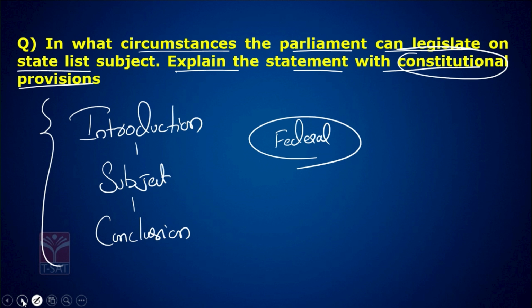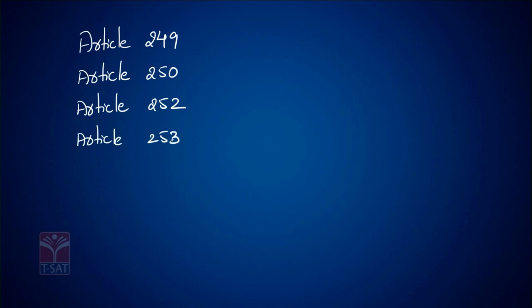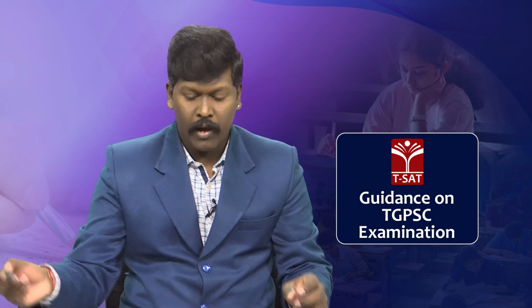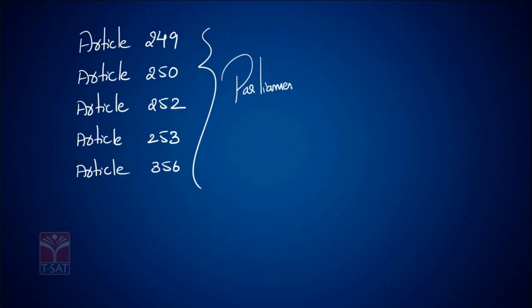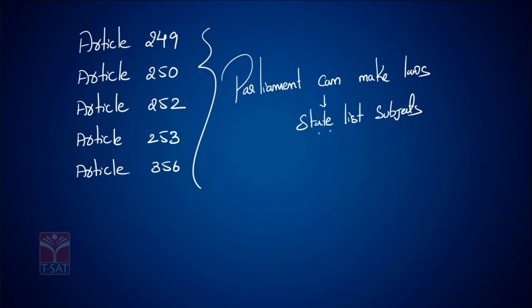The first article is Article 249. The second one is Article 250. The third is Article 252. Article 253. And Article 356. The Constitution mentions certain circumstances where the Parliament can make laws on State List subjects. These are the articles. Let us see them one by one.